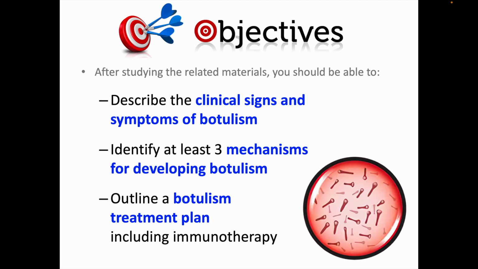The learning objectives for this session are that you'll be able to describe the clinical signs and symptoms of botulism, identify at least 3 mechanisms for developing botulism, and outline a treatment plan for botulism, making sure to include the relevant immunotherapy options.